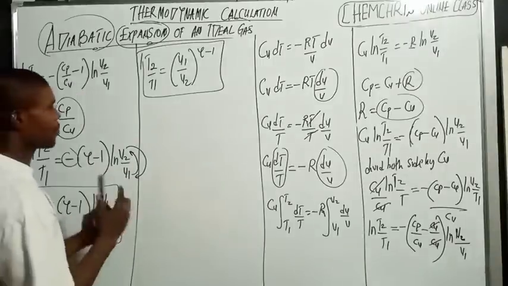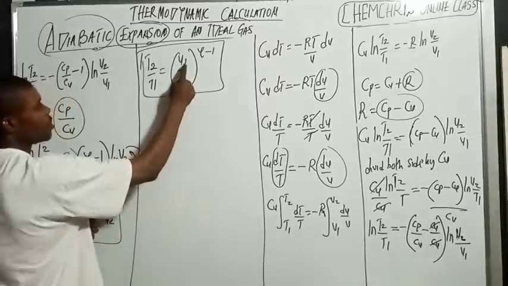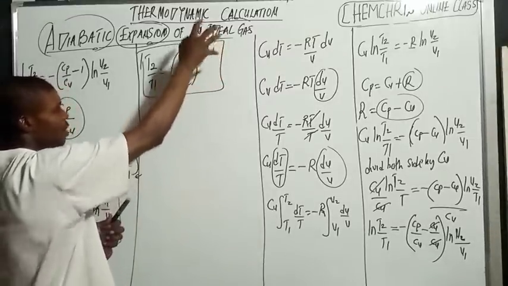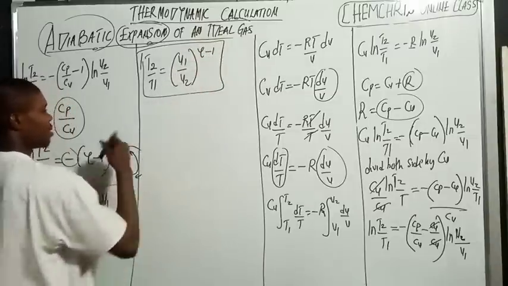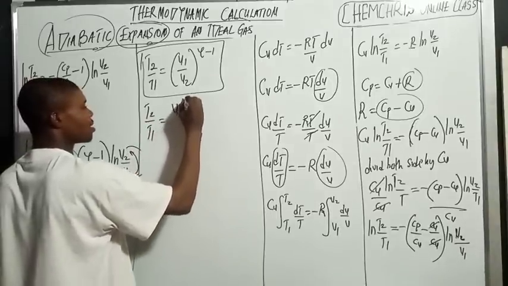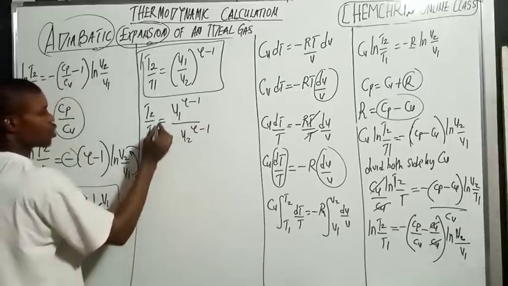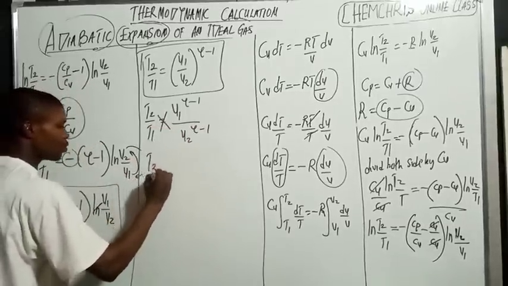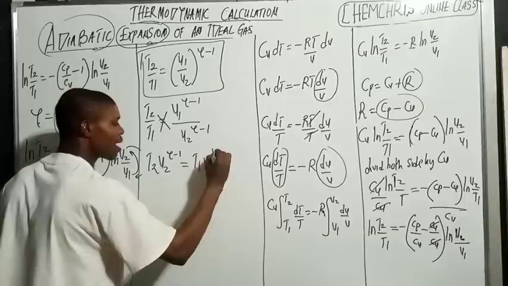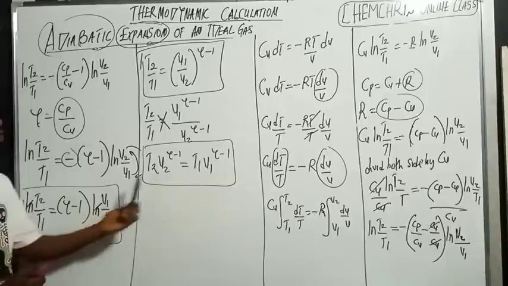Although this is the formula, you can still break it down. Remember, this is the index, the power, and it is affecting both. So here we can say T2 over T1 equals V1 to the gamma minus 1 over V2 to the gamma minus 1, right? If you cross multiply, we have T2 V2 to the gamma minus 1 equals T1 V1 to the gamma minus 1. Do you see that? So these are the two formulas.